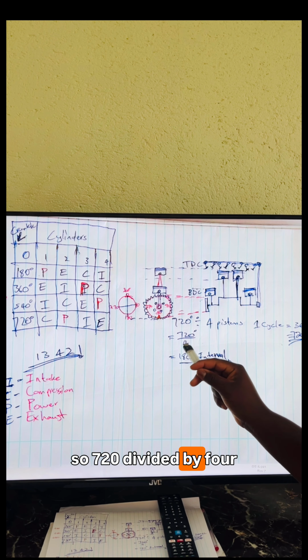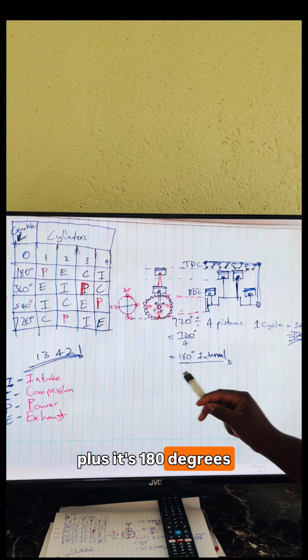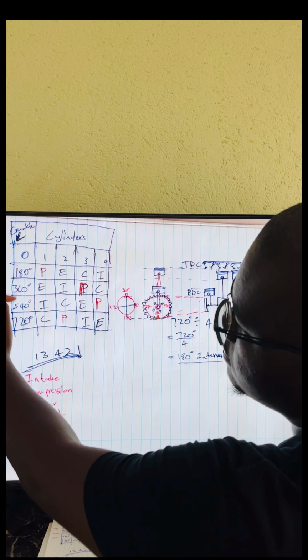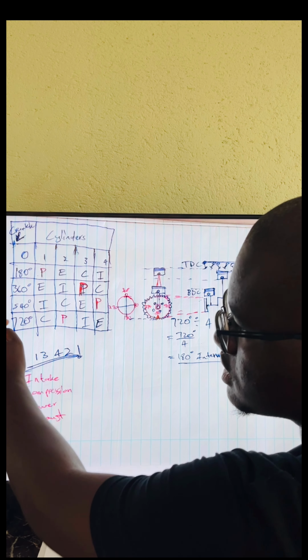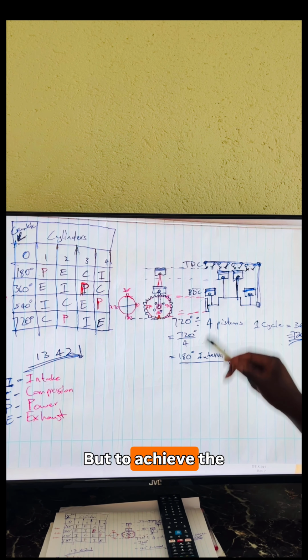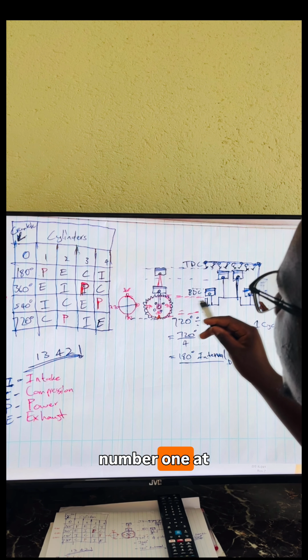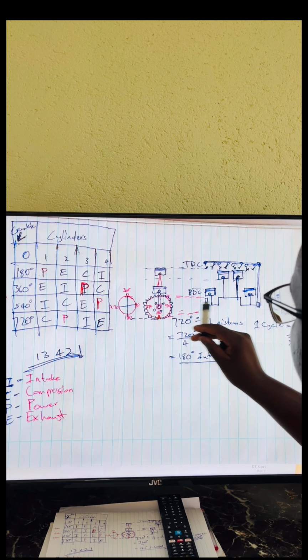So 720 divided by 4 pistons is a 180 degrees interval. That's why I said 180. Then the second, I said 360: 180 plus 180 is 360, 360 plus 180. You do the math. But to achieve the firing order, I referenced piston number 1 at power stroke.